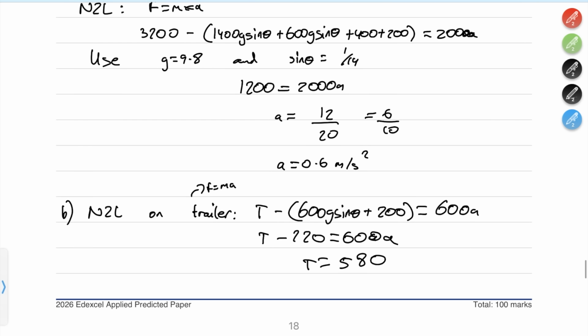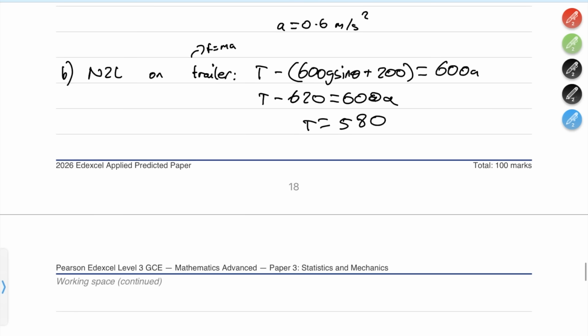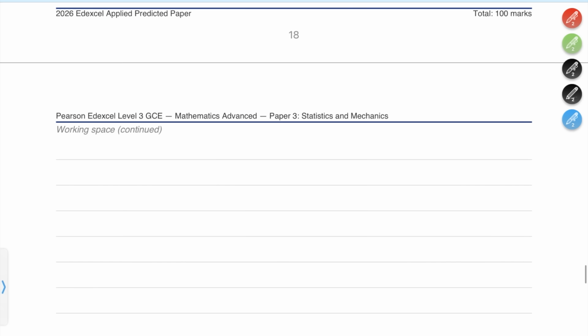So let me just double check that I haven't made a mistake here. So 600 times 9.8 times by 1 over 14. Sorry, yeah, I did make a mistake here. So there should be 620. It's because what I did was, I actually put minus 200, but it should be plus 200 in my calculator. So that instead gives me 600 times 0.6 plus 620 equals 980, not 580. 980 newtons. So that is part B done.